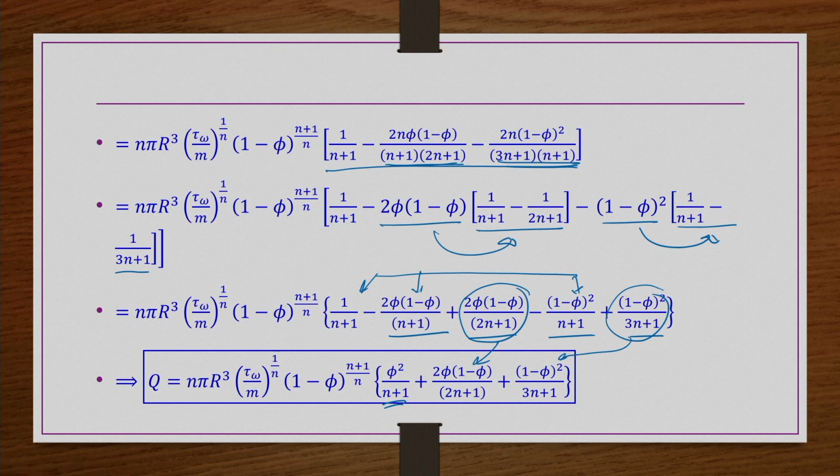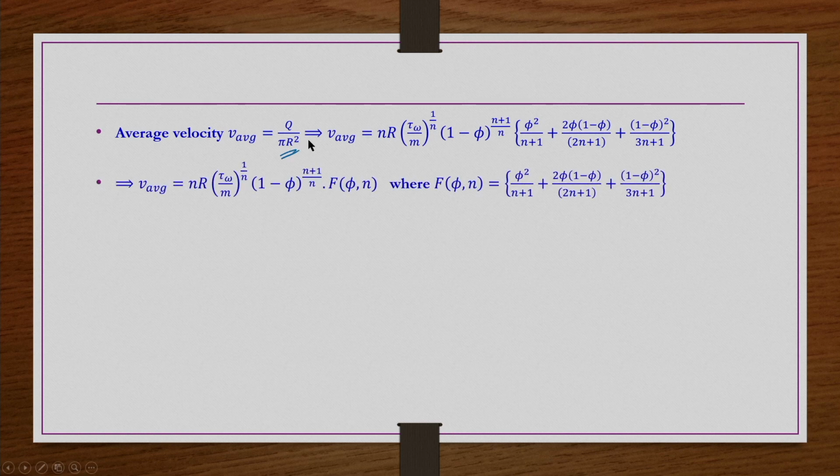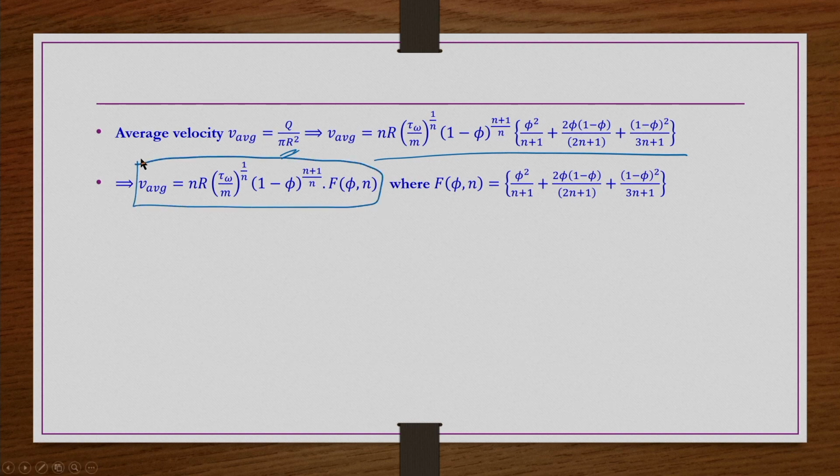So, this is the final expression for the volumetric flow rate, right. Exactly similar as we have done for the case of Bingham plastic fluids, but the calculations are slightly lengthier. Average velocity you can get by dividing the volumetric flow rate with pi r square. So, then when we do, you get this expression for the average velocity, right. So, the same thing you can write in a simplified manner like this, where the terms within the parenthesis you can call as f function of phi comma n. Okay. So, that function is nothing but this one.